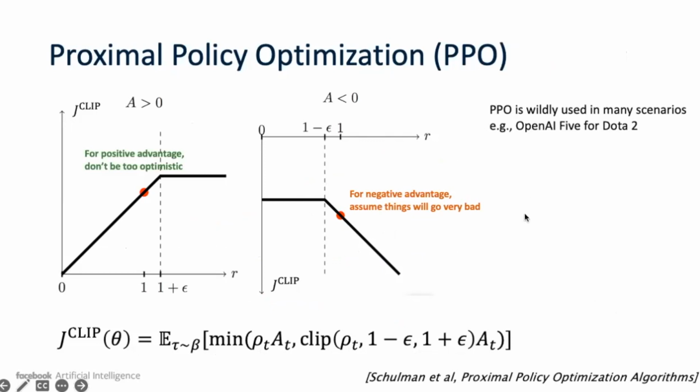It's actually being widely used in many different scenarios, including OpenAI Five for Dota 2. There's a bot that can beat professional Dota players. And we also see PPO being used in RLHF in many different scenarios. So this is one of the most widely used algorithms in practice in the reinforcement learning literature.